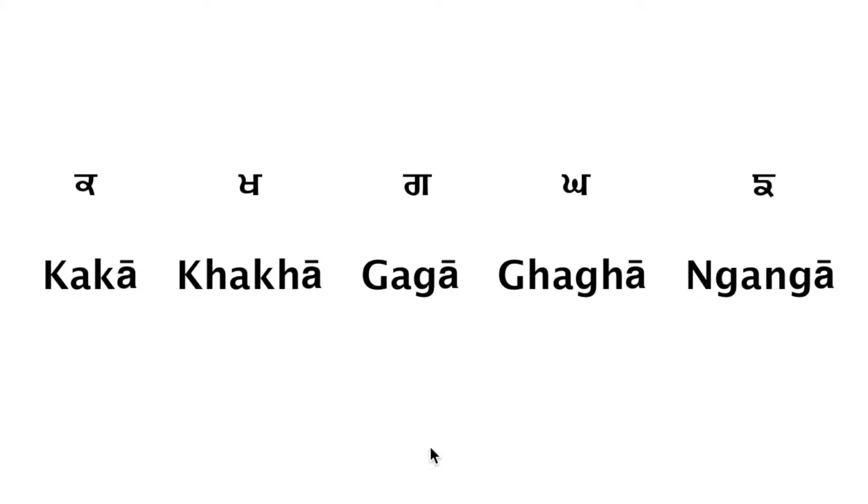Hello everyone, in this video we'll be looking at the second line of the Gurmukhi alphabet used in Punjabi and for the Sikh holy scriptures. Now these letters are known as the guttural letters, the gutturals, and gutturals originate from the back of your mouth. So when I recite this, it'll sound like Kaka, Kakha, Gaga, Ghaga, and Nganga.